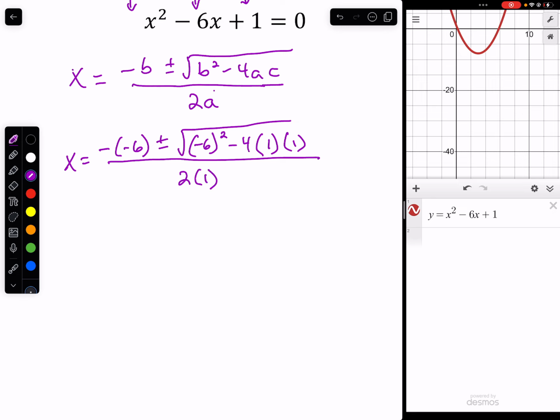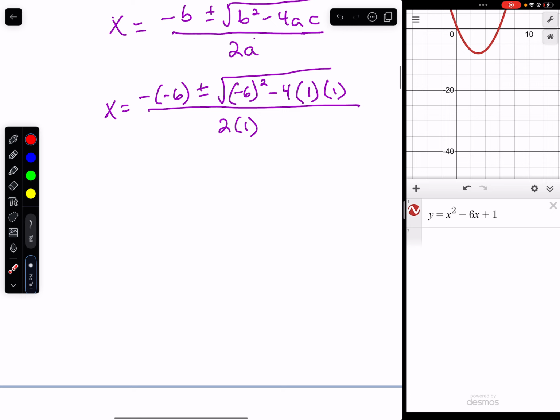Now, the first thing we should deal with is, what is this plus or minus? What does that mean? Well, remember, there could be up to 2 x-intercepts, so you need 2 solutions. So really, it's just a fancy way. They didn't want to write all this out twice, so they just combined it into 1. But I'm going to separate it right away.